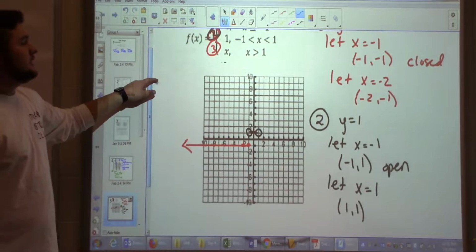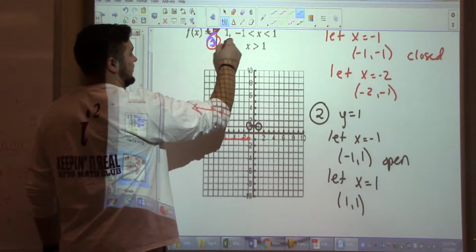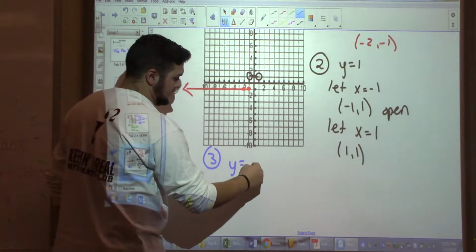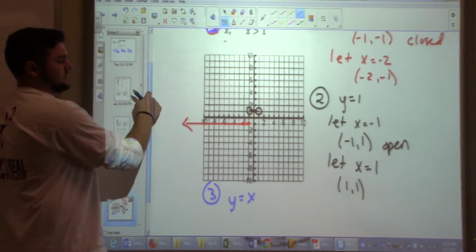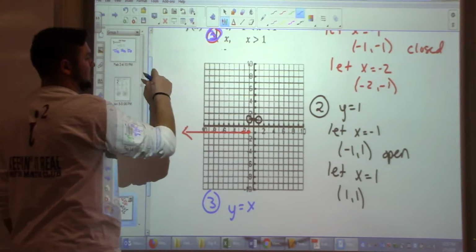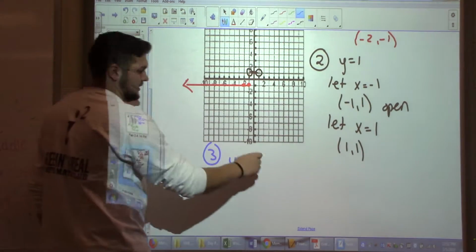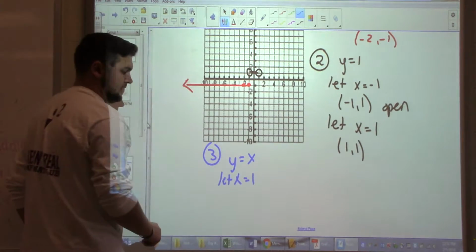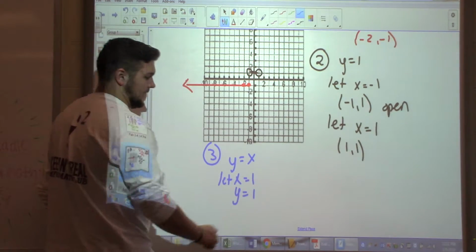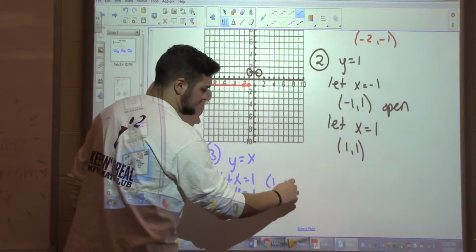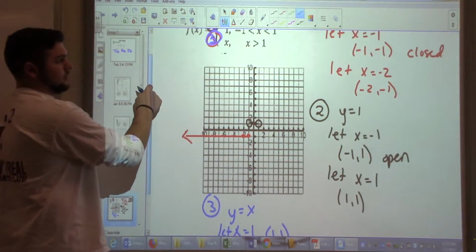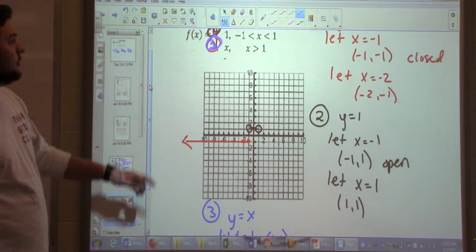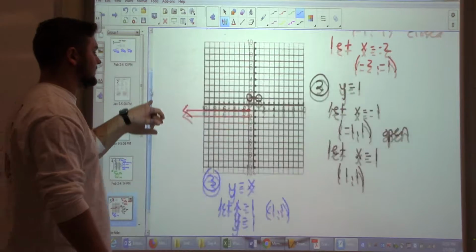Okay. So the third piece here. We get y equals x. So this is how we've been doing it before. Find your endpoint. X is greater than 1. So let x equal 1. We get y equals 1. At 1, 1, I have an endpoint. Is it open or closed? Open. Right? It's just greater than 1.